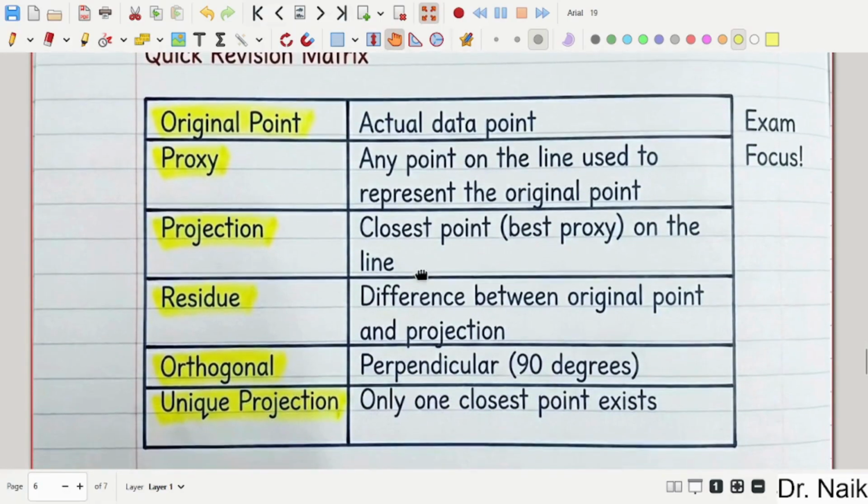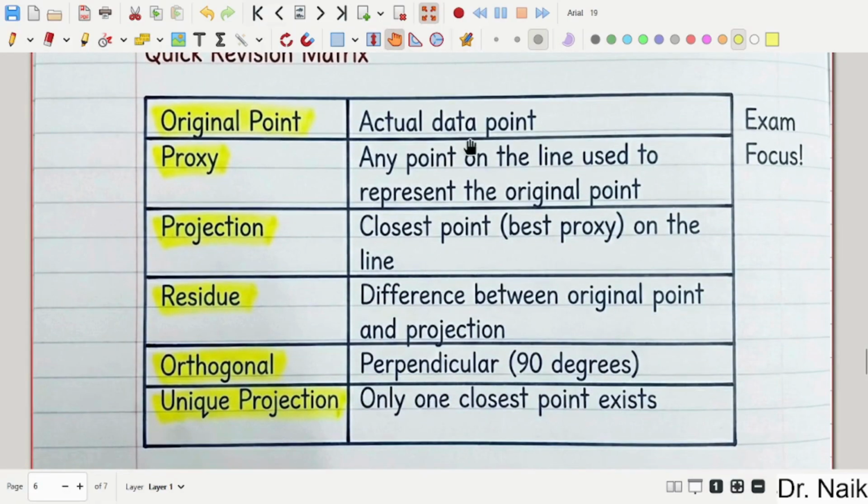Quick revision: original point means actual data point, proxy means any point on the line used to represent the original point, projection means closest point, the best proxy on the line, residue means difference between original point and the projection, orthogonal means perpendicular, 90 degrees, unique projection means only one closest point exists.